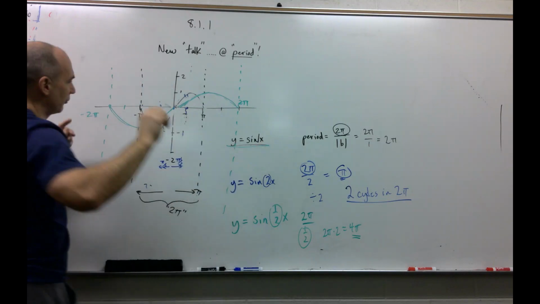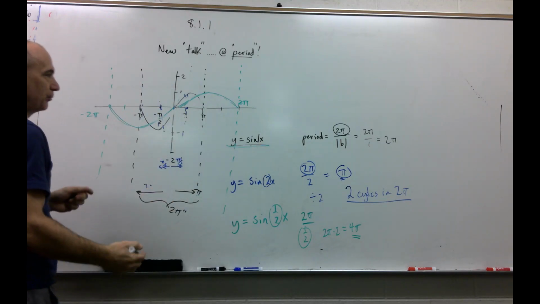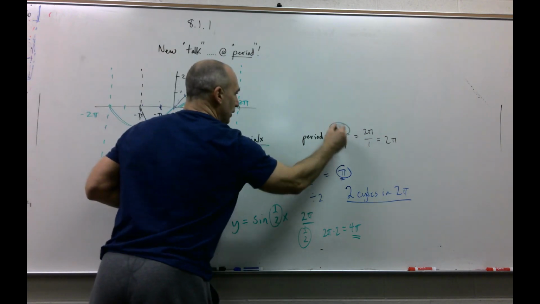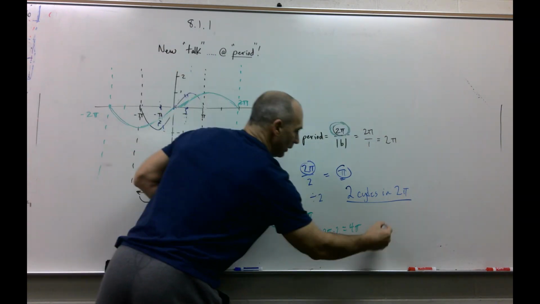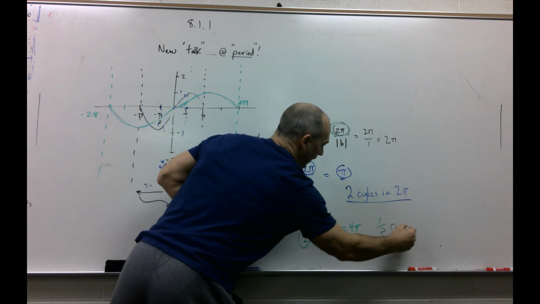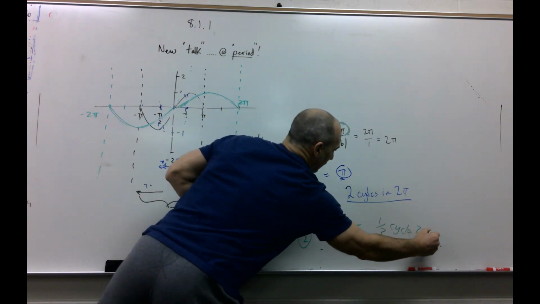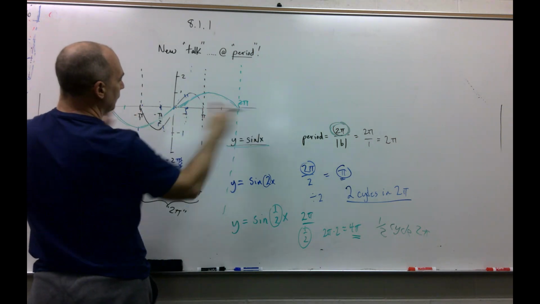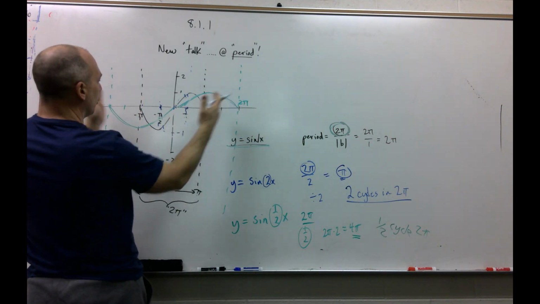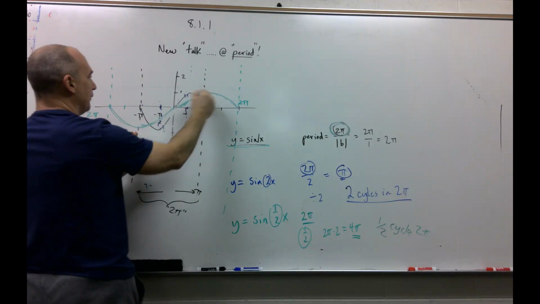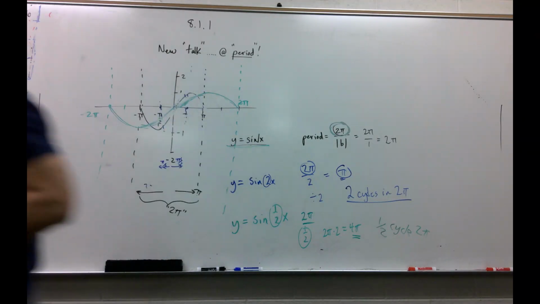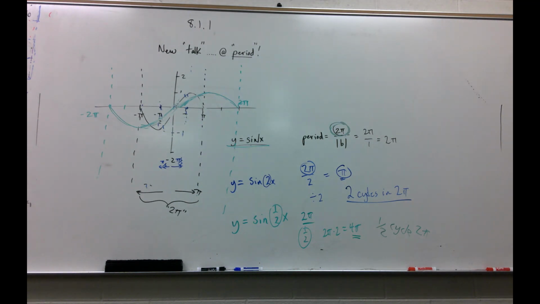Now here's the twist on the language. How many cycles can we fit in the original period? We can only fit a half of a cycle in the original period because we stretched the whole thing, we doubled the period. So in the normal period, we only got half of our drawing, if that makes sense. So they're going to come at you with that language. It's a little confusing, but be prepared to discuss it.